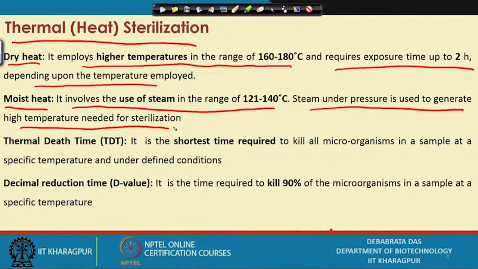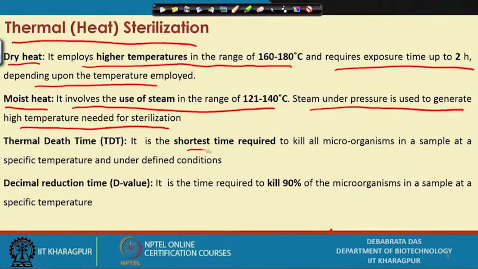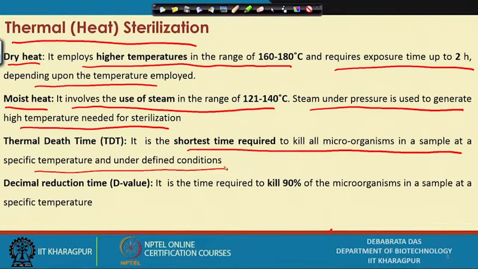Obviously, moist heat is much more effective as compared to dry heat, as I told you. Dry heat means we use hot air, and moist heat means we use steam. Now there is a term called thermal death time. The thermal death time means the shortest time required to kill the microorganisms in a sample at a specific temperature under defined conditions.